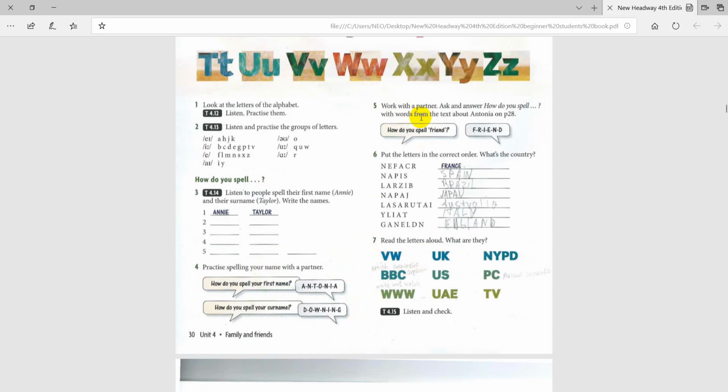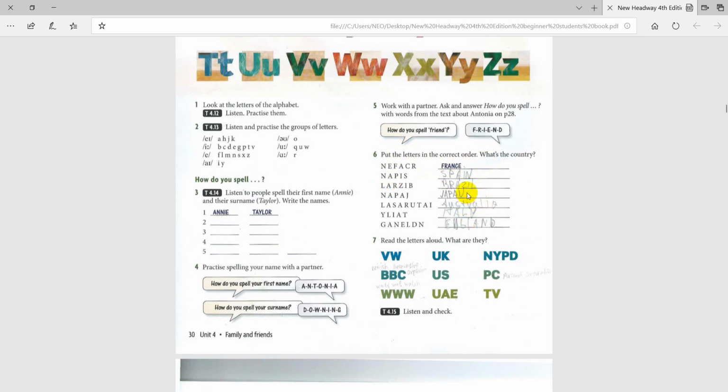Number 5, work with a partner. Ask and answer how do you spell with words from the text about Antonio on page 25. How do you spell a friend? F-R-I-E-N-D. Put the letters in the correct order. What is the country? N-E-F-A-C-R, so it will be France. N-A-B-I-S, it will be Spain.